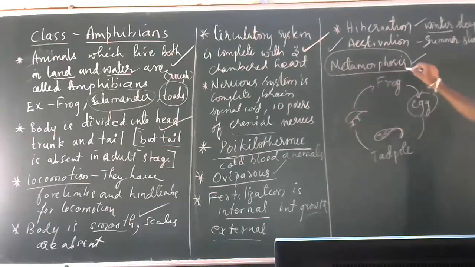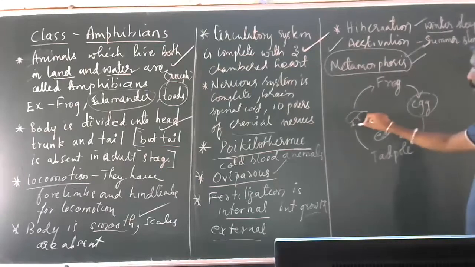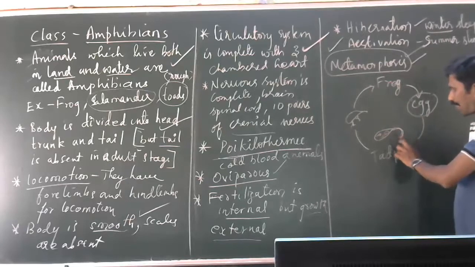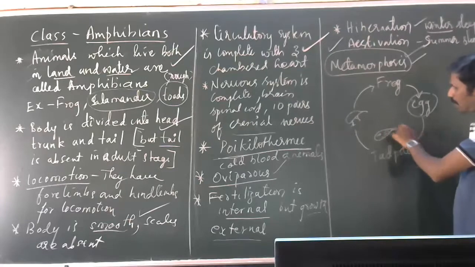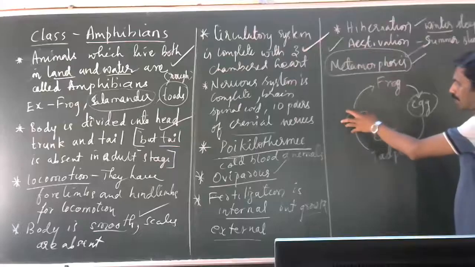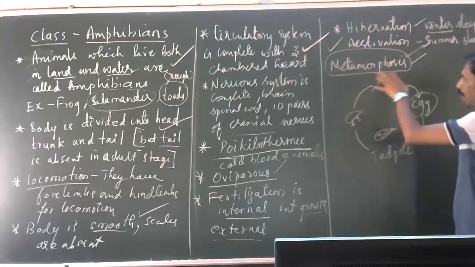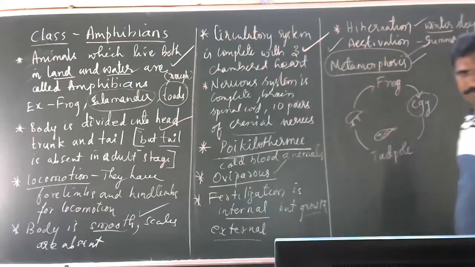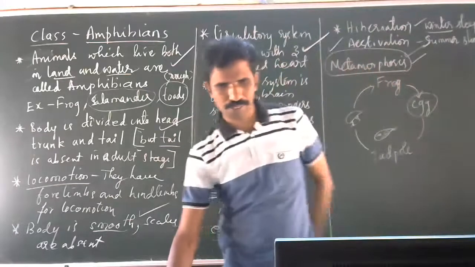It's a life cycle. A life cycle having more than two stages is called metamorphosis. See here, the frog is the egg, it becomes a larva, the tadpole, and then an adult frog. In the tadpole the tail slowly disintegrates, and forelimbs and hind limbs start appearing. After that, the complete tail is lost and they become an adult frog. This process is called metamorphosis. Is it clear?